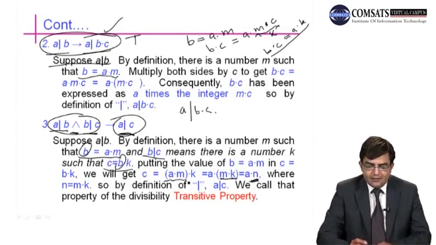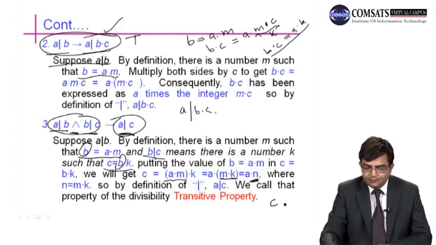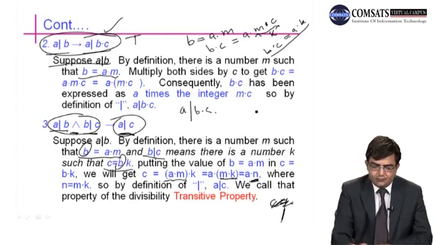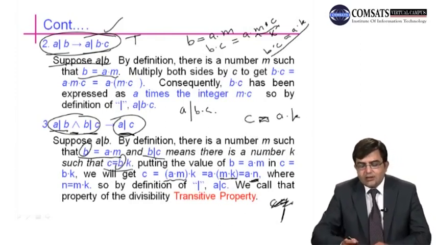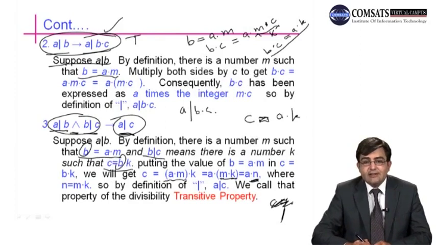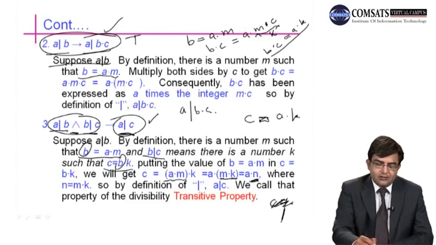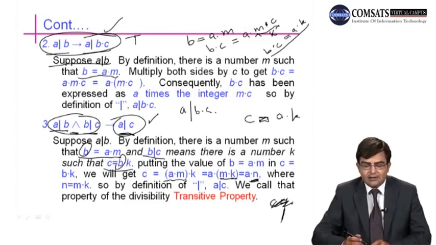So what we have seen here is that c is written as a product of a into some integer. So what does it mean? By the definition of divisibility, a divides c. So the conclusion is also true. We have proved that the conclusion is true. Again, this is called the transitive property of division.